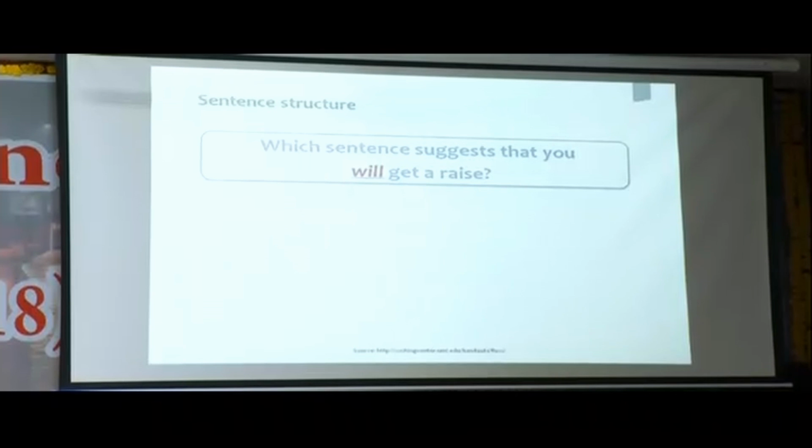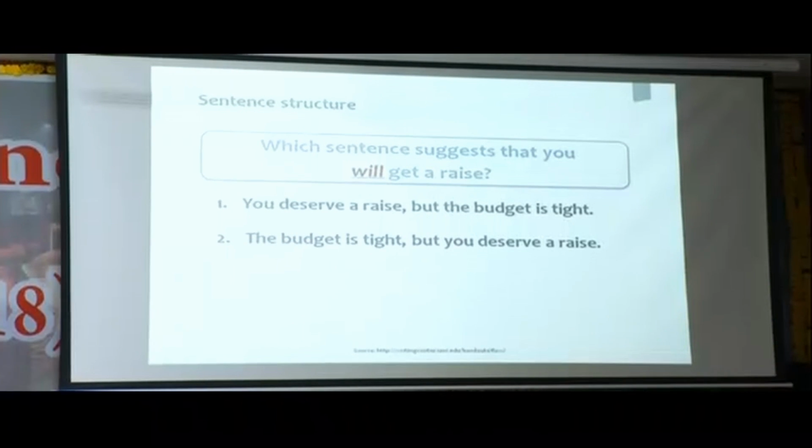The second is how to make a good structure for your sentence. I will show you an example here. The question is, which sentence suggests that you will get a rise? Okay, let's start. You deserve a rise, but the budget is tight. This is the first. The second is, the budget is tight, but you deserve a rise. So it is confusing here. It is not easy to understand at first, but I can tell you that the second structure is much easier for readers to get, and I will tell you why.